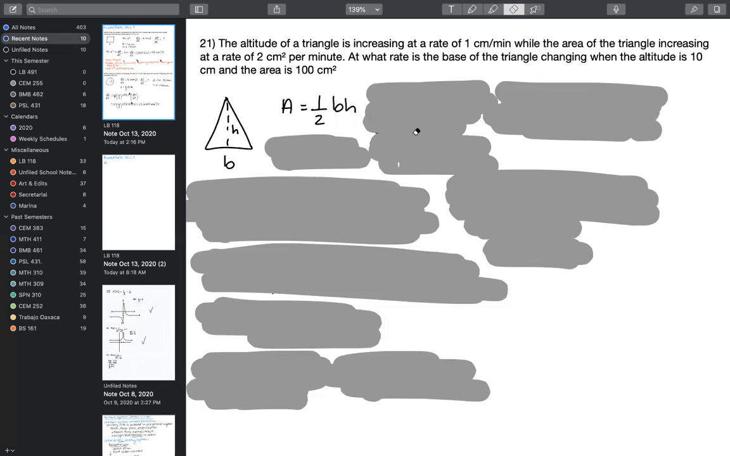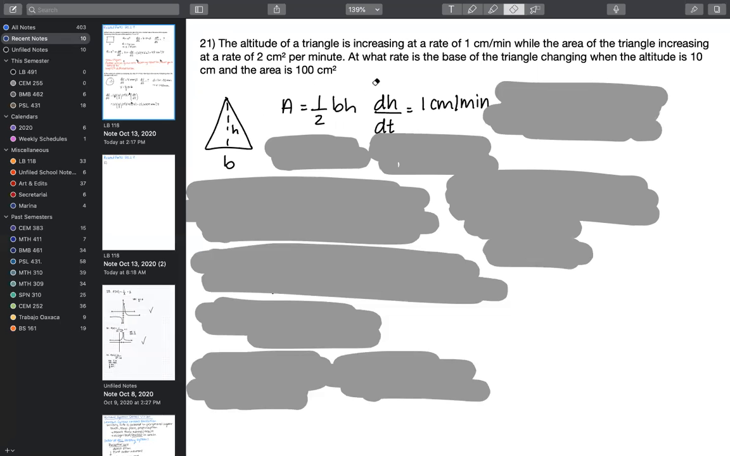But we are asked about, let's see, what part of the triangle? The area of the triangle is increasing at a rate of 2 centimeters squared per minute. So we're given area, and its area includes both base and height. And so we're going to be able to use the information that we're already given and find the information that we need from this equation.